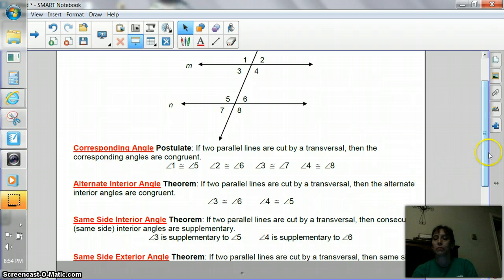Okay, let me move up a little bit. Okay, now you may have to kind of go back and forth to see the lines.